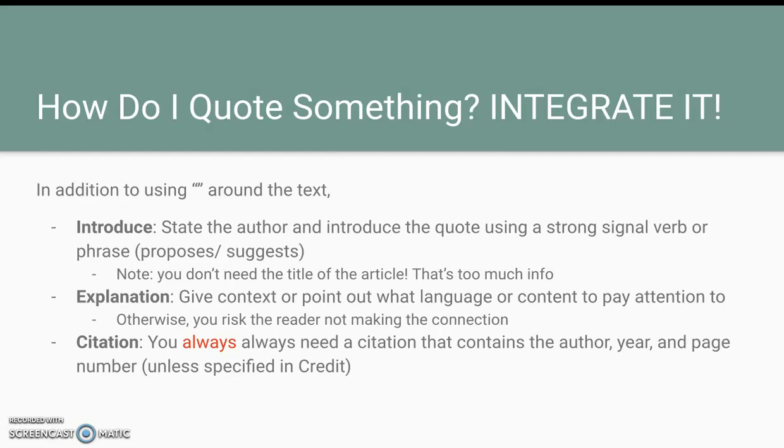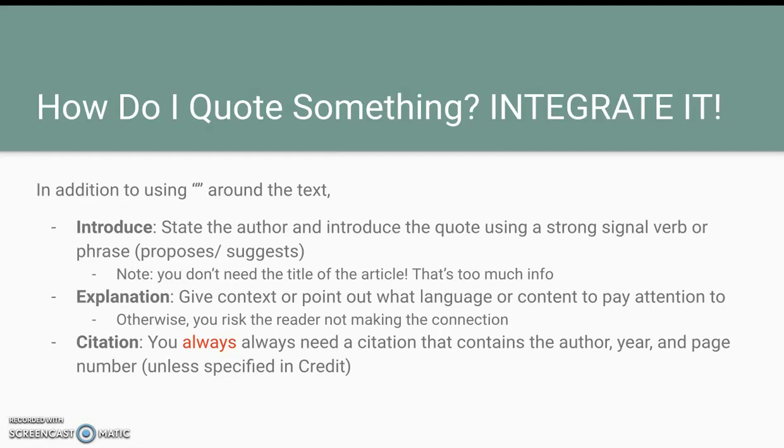Second, signal verbs. These are verbs, again, that indicate that a quote is coming up in the sentence. Some safe, familiar, but weak signal verbs are says, states, writes. They lack a lot of direction. Some stronger ones to improve your writing would be things like proposes, suggests, demonstrates, argues, proves.